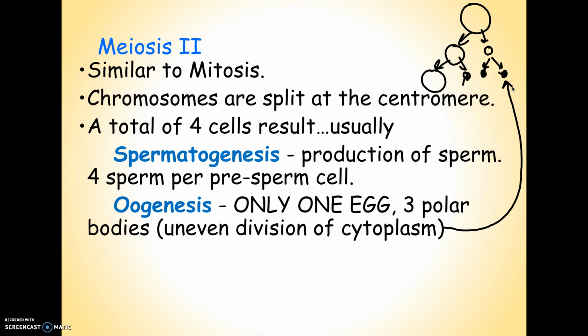That is why if you've ever seen a video of a sperm fertilizing an egg, the sperm is this little tiny thing and the egg is huge. All the cytoplasm and the mitochondria and all the cell parts come from the egg, not from the sperm. So that's why oogenesis is different than spermatogenesis. 1 egg per every 4.